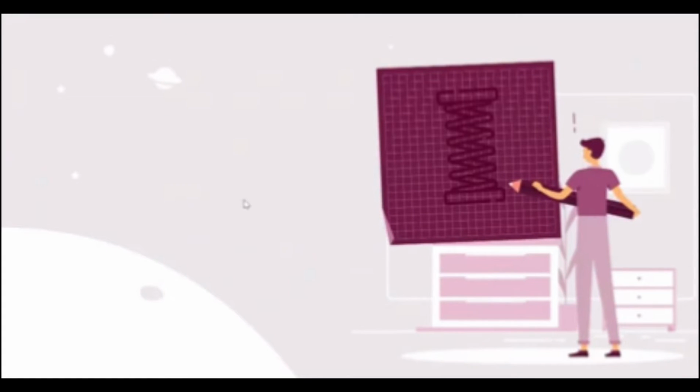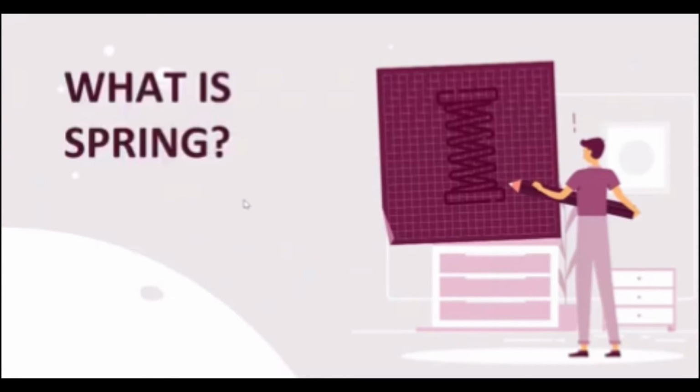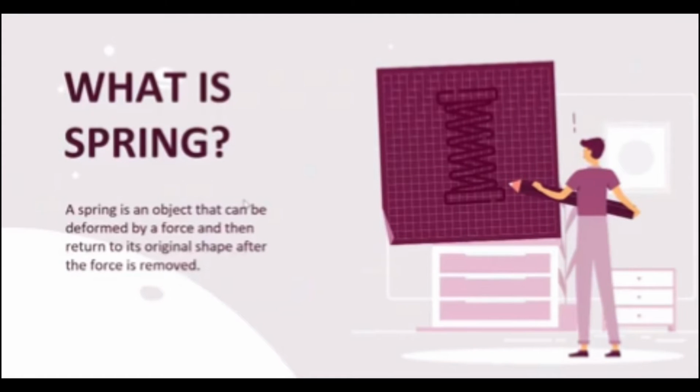Before we dive into what elasticity is, what is a spring? A spring is an object that can be deformed by a force and then returned to its original shape after the force is removed. Springs come in a huge variety of different forms, but the simple metal coil spring is probably the most familiar, right? Springs are an essential part of almost all moderately complex mechanical devices, from ballpoint pens to racing car engines.